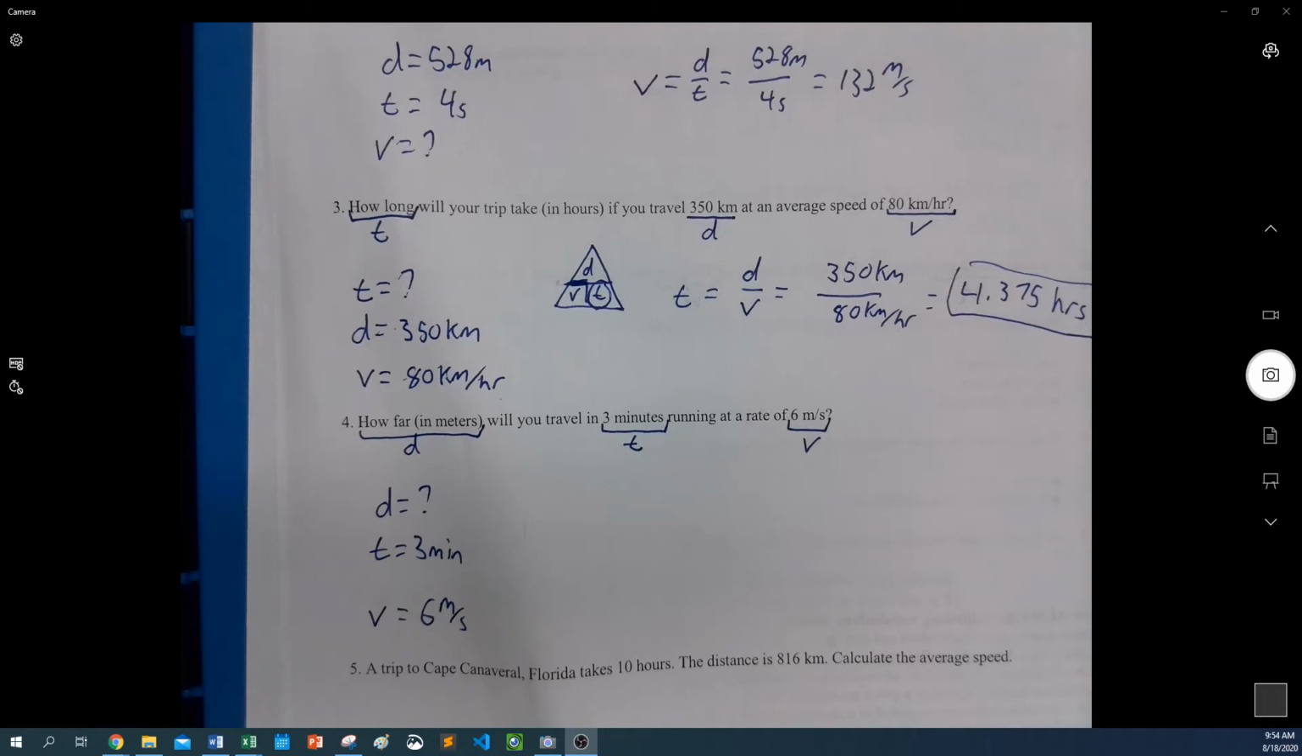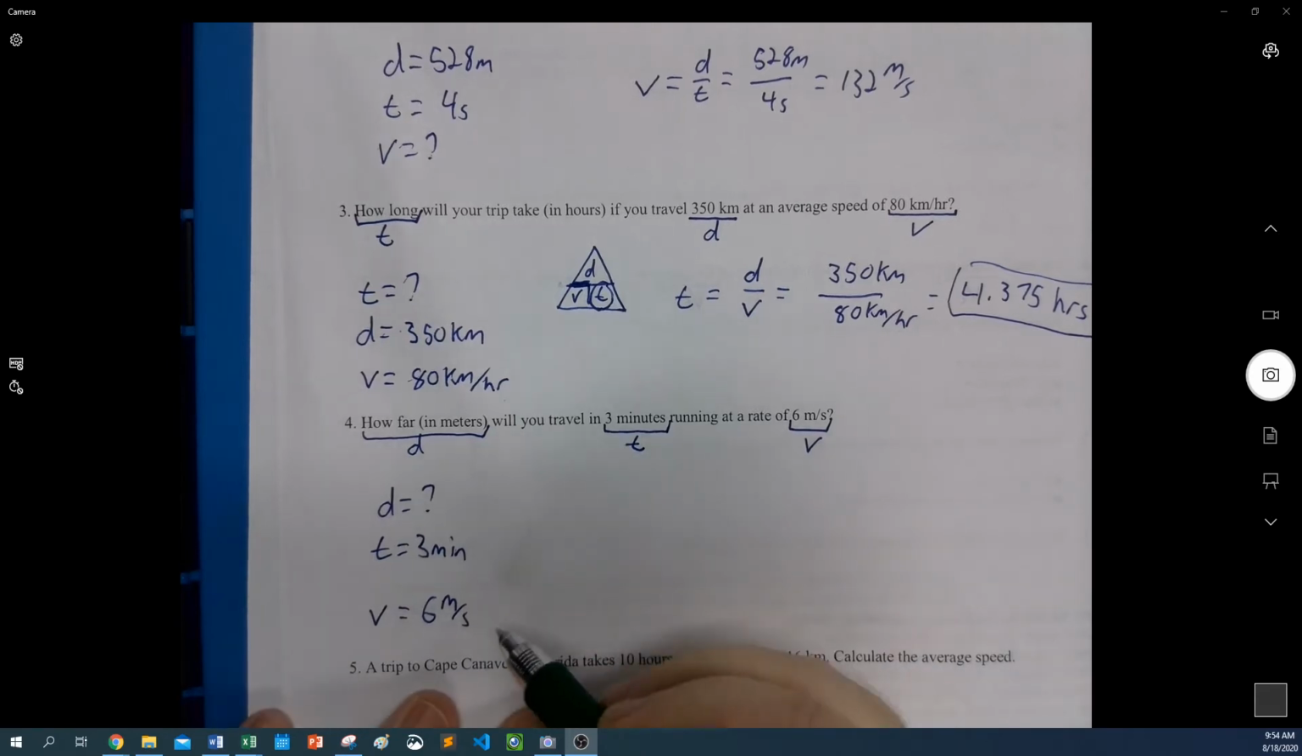Everyone good? So what'd y'all get? 18. Anyone get something besides 18? Okay, 1,080. Who got 1,080? That's the correct answer.